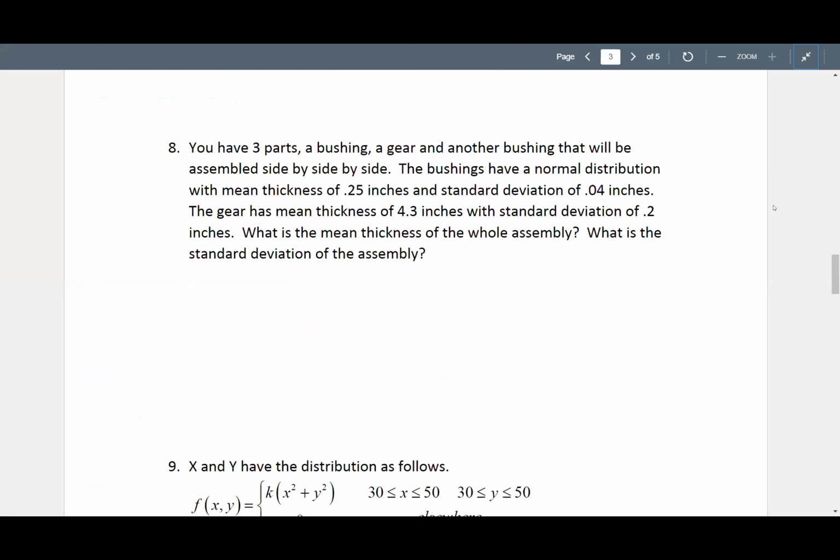Okay, so the mean thickness of the whole assembly would be 0.25 plus 0.25 plus 4.3, which would be 4.8. That would be the average or the expected value of the thickness of the 3 of them together. Remember, when you're adding, you always add the averages. But the standard deviation is a little different. Whenever you do an addition problem or a subtraction problem, you always add the variances, okay?